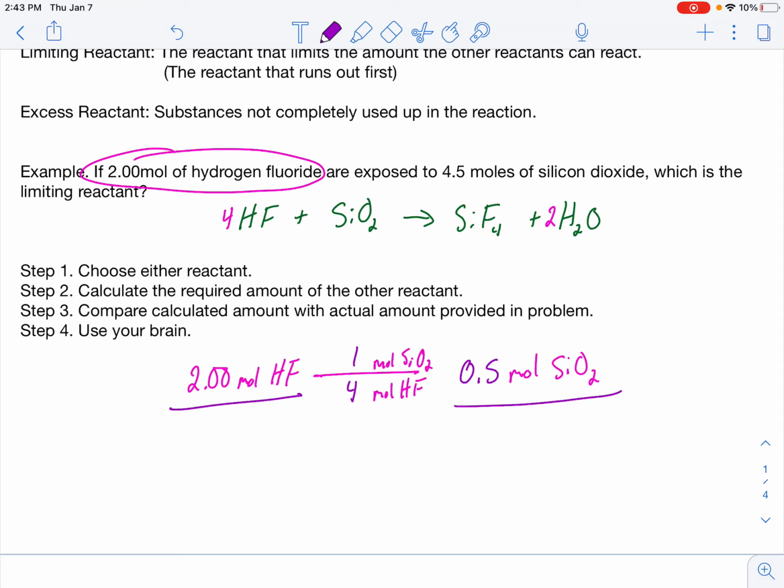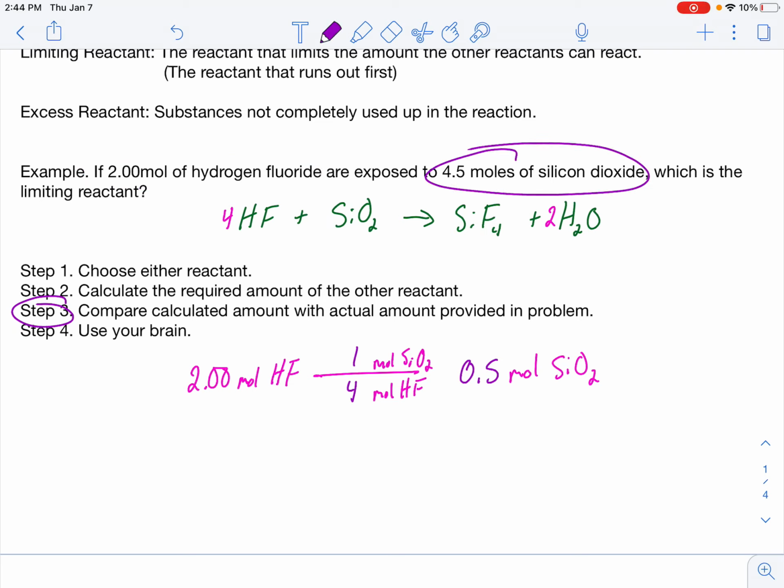But chemistry is never like that. In chemistry, you always are going to have something that limits and something in excess. It's just how the world works. I can explain that more in detail later if you're truly curious. If not, you can just take my word for it. All right, so now we're going to be comparing the calculated amount with the actual amount provided in the problem. So the actual amount provided in the problem is right here. I have 4.5 moles of silicon dioxide.